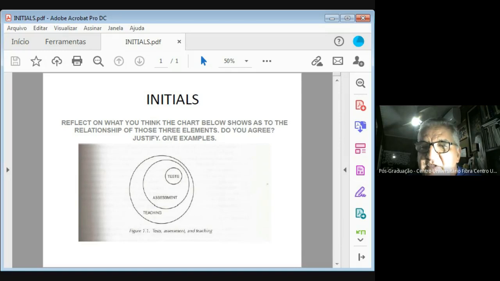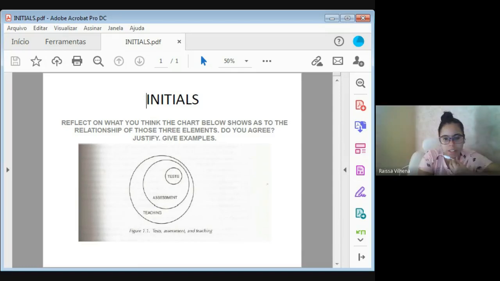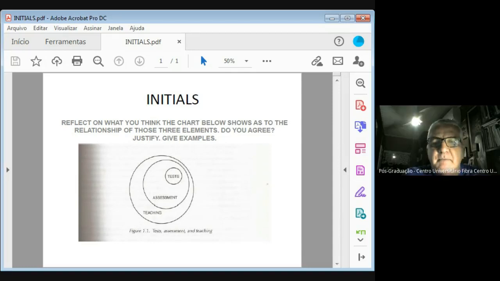So, what is our conclusion? Alana, you want to say something? Okay. What is our conclusion then, based on this diagram? What is the conclusion we take? That tests are only a small part of the assessment. Correct. And both of them are inside the universe of teaching.